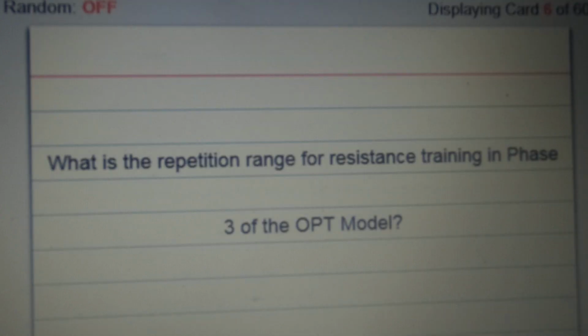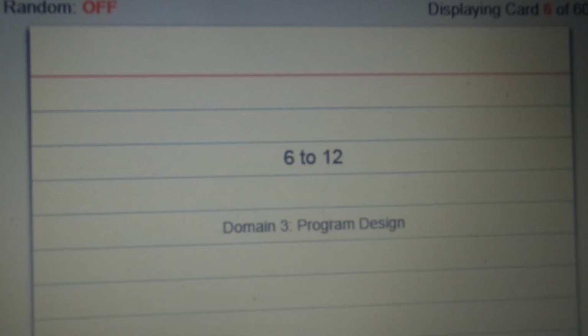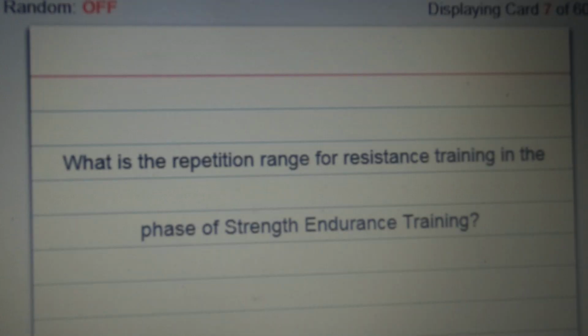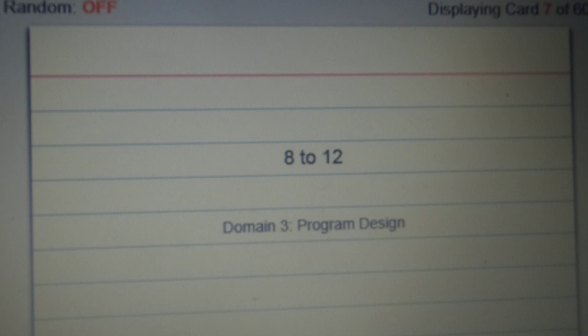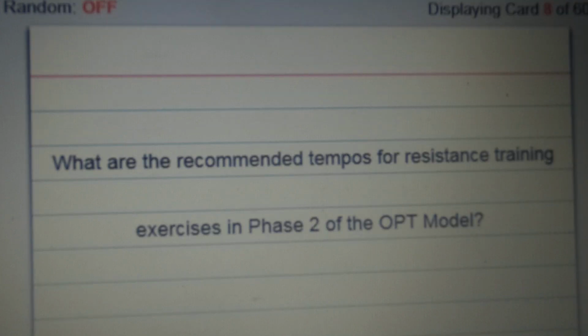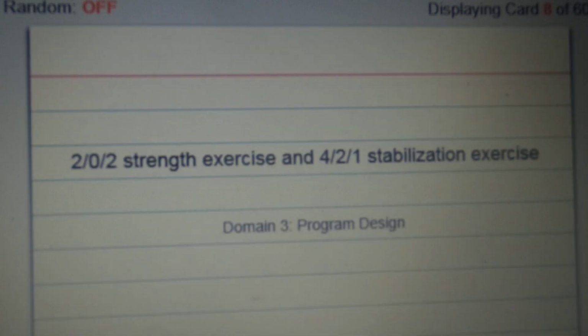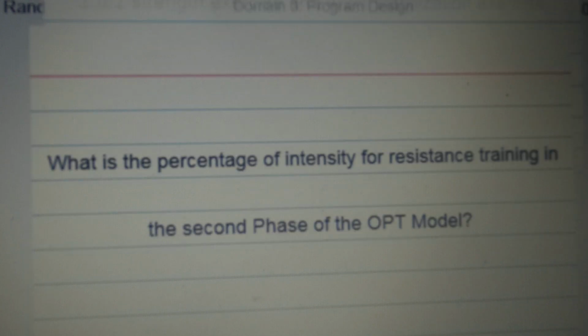What is the repetition range for resistance training in phase 3 of the OPT model? 6 to 12. What is the repetition range for resistance training in the phase of strength endurance training? 8 to 12. What is the recommended tempos for resistance training exercises in phase 2 of the OPT model? 2, 0, 2 strength exercise and 4, 2, 1 stabilization exercise.